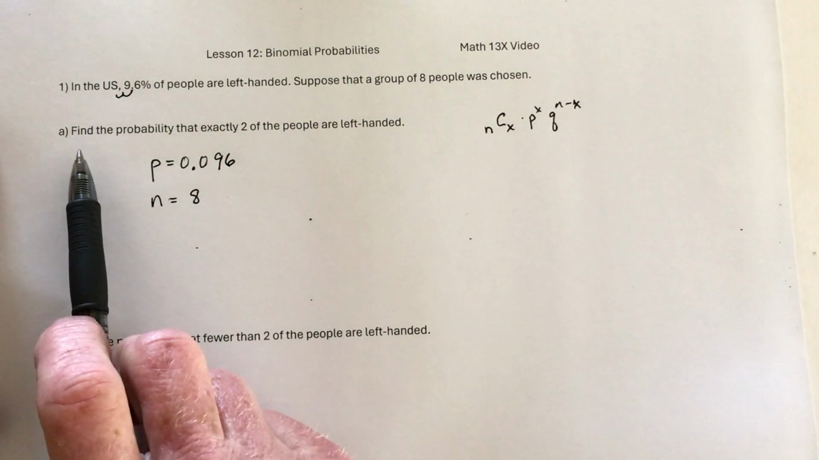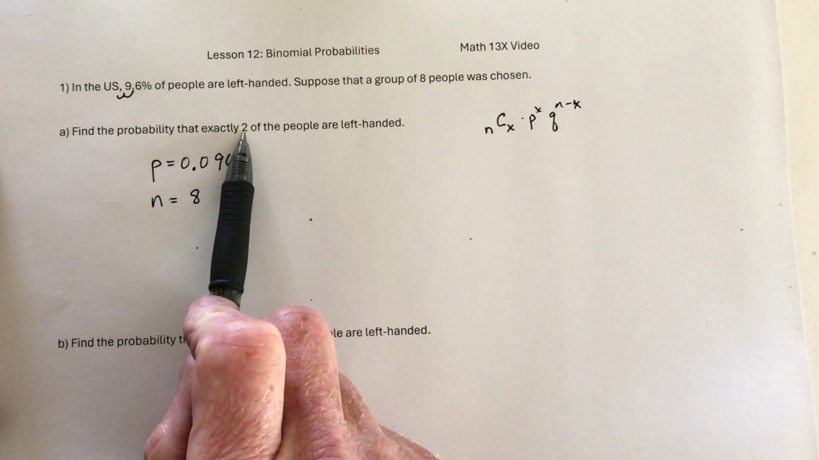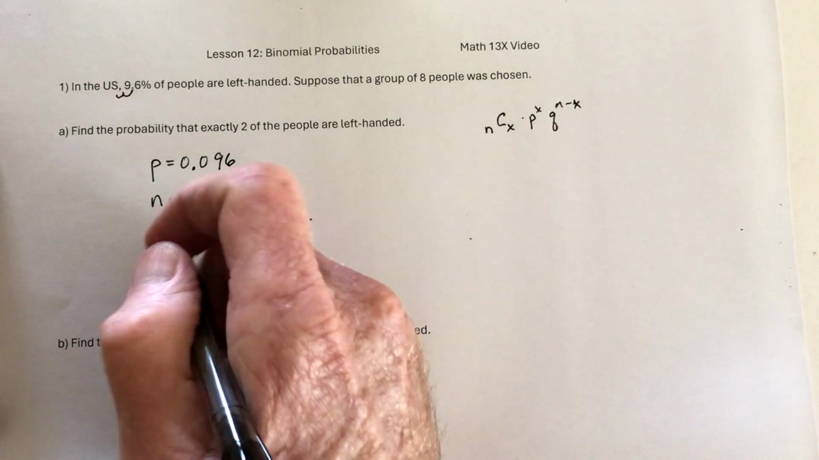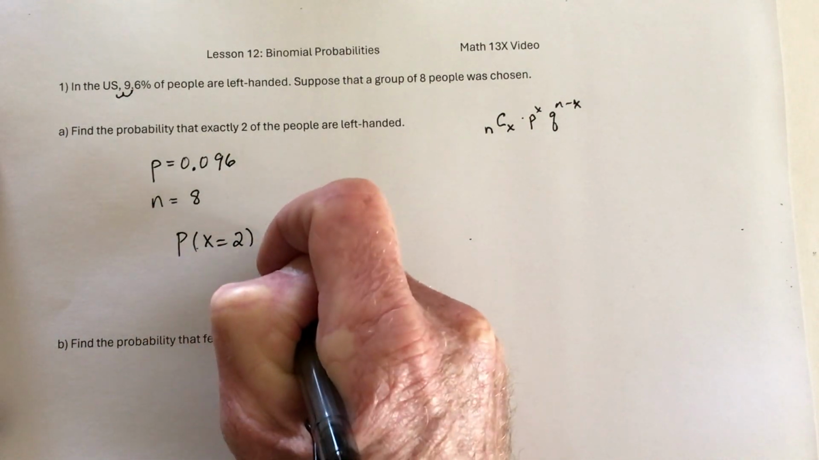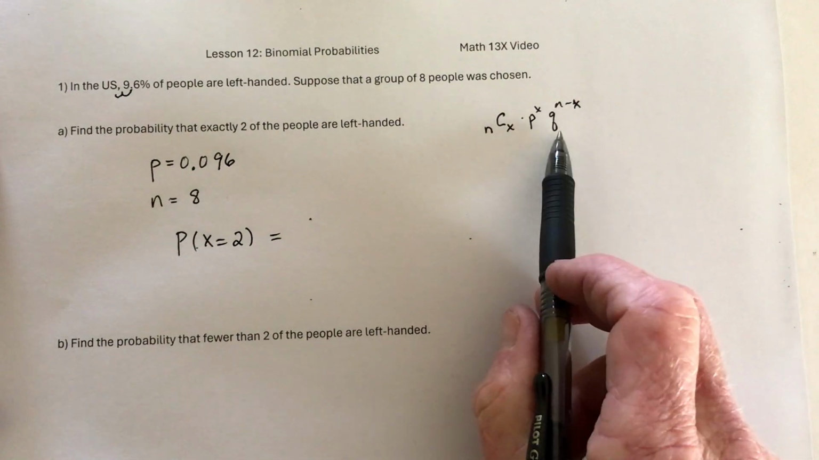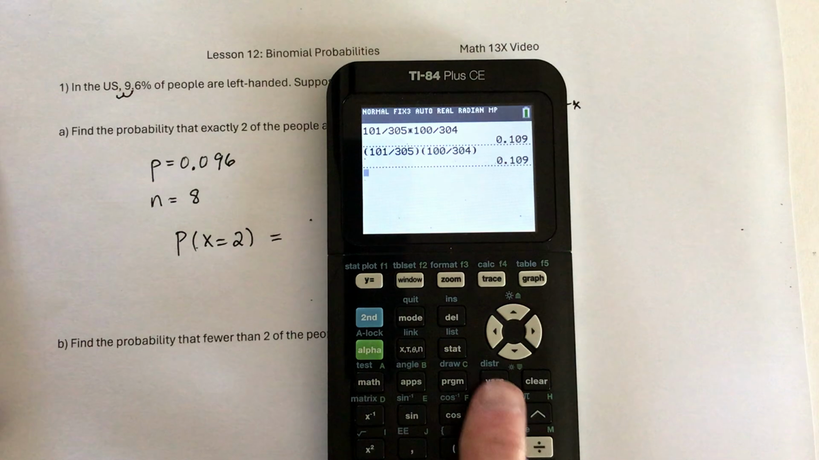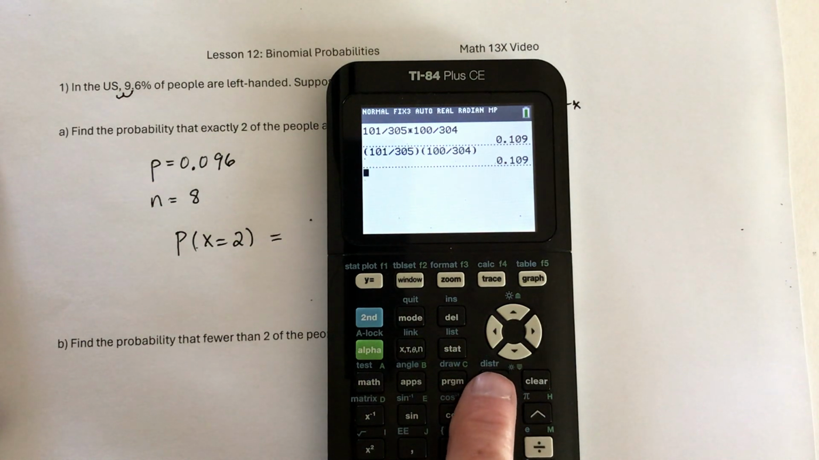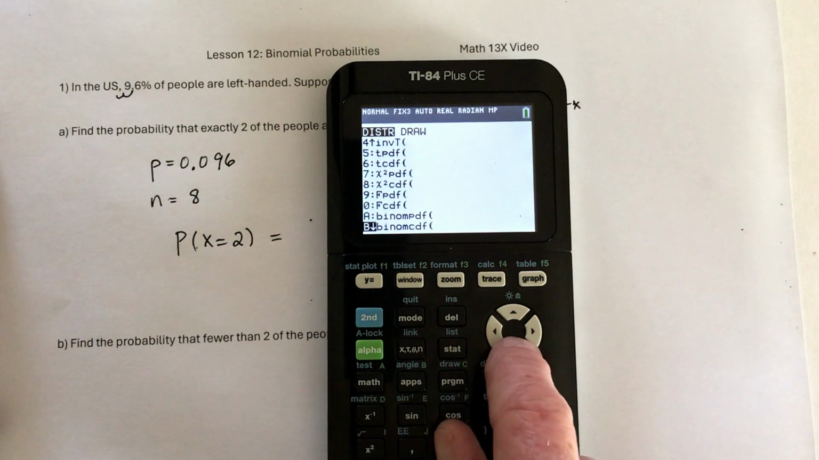All right, then to the question. Out of the 8 people, find the probability that exactly 2 of them are left-handed. So it's asking for the probability that x equals 2. Like I said, I'm not going to use the formula, I'm going to use the calculator. If you haven't done that before, it's in a slightly different place. It's over here where it says distr, which stands for distributions. So go to second distributions and then look for binomial, which is down here.